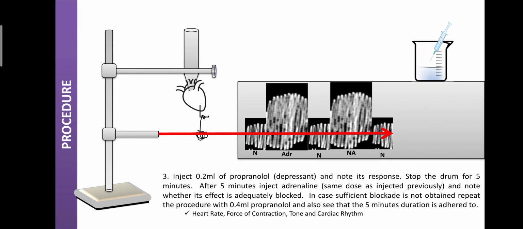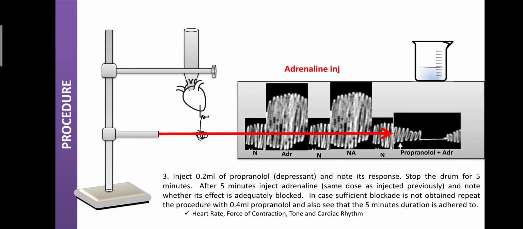After this, inject 0.2 ml of propranolol. It is a depressant; note its response and stop the drum for 5 minutes. After 5 minutes, inject adrenaline at the same dose as injected previously, that is 0.2 from the stock solution, and note down whether its effect is blocked or not.